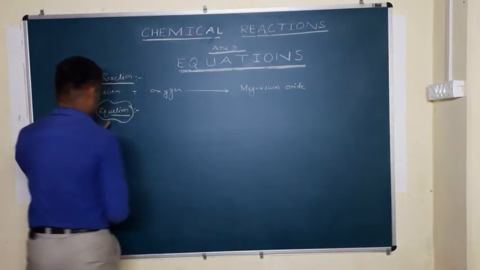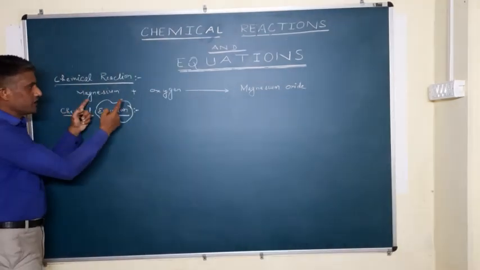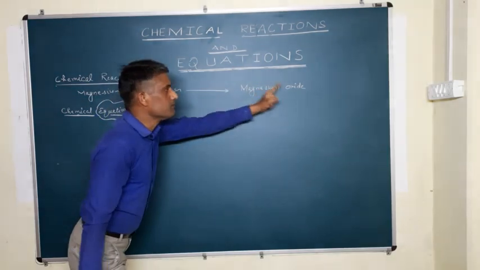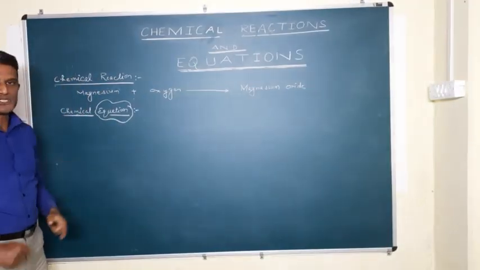Now that is the definition. So what we have learned in chemical reaction is that different substances react together to give you a new substance. That was the definition of a chemical reaction.